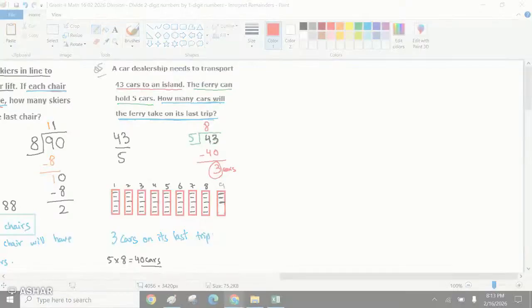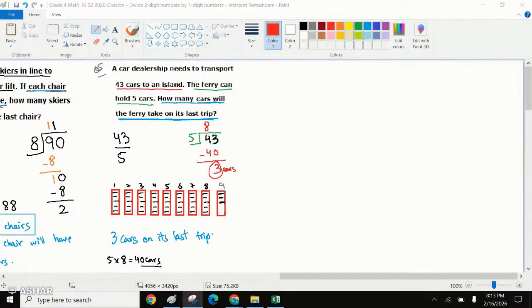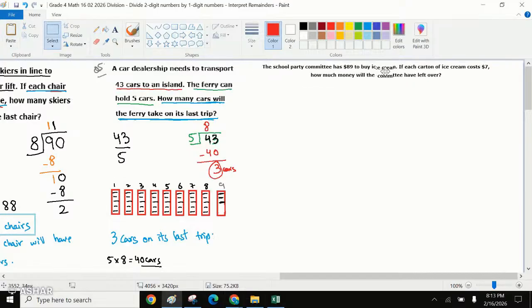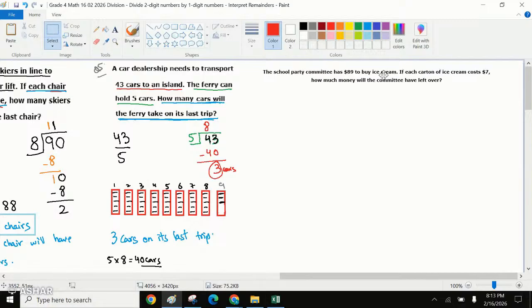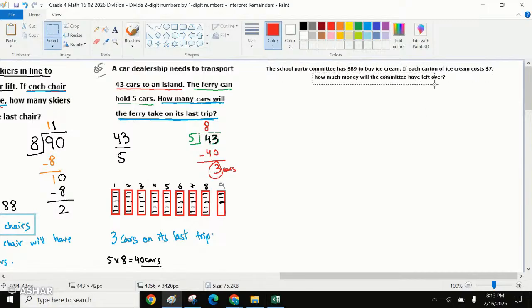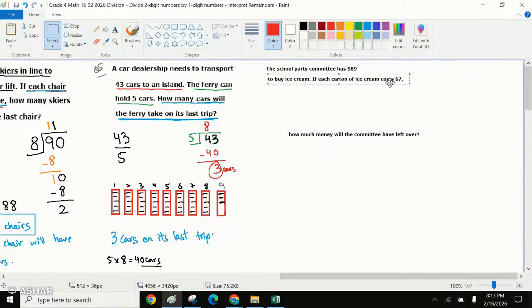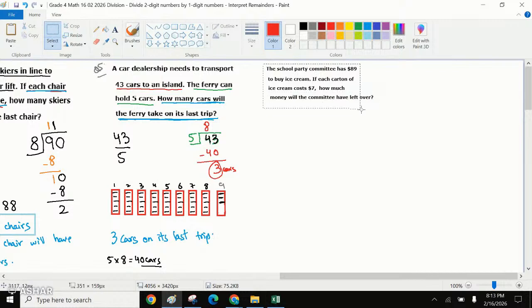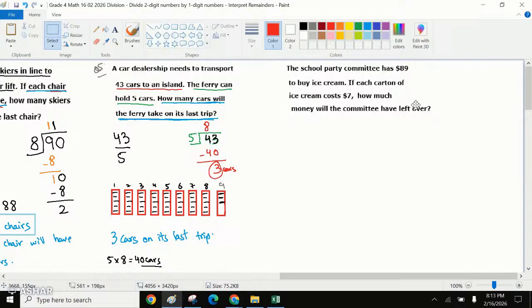The school party committee had $89 to buy ice cream. Let's see. Thank you so much. Carry on. Okay. They had $89 to buy ice cream. If each carton of ice cream costs $7, how much money will the committee have left over after buying the ice creams? This is our question number 6.